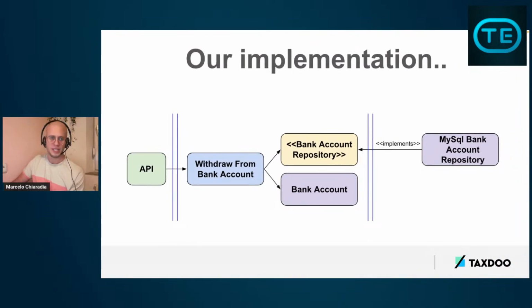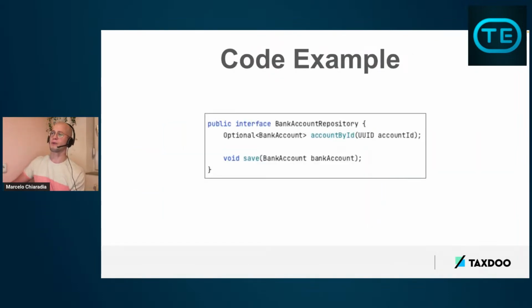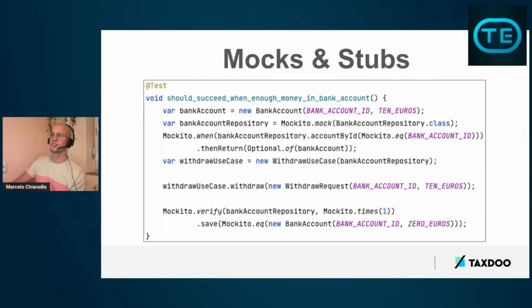Having our implementation like this, our interface would actually look something like this. This is Java code. We would have a bank account repository, which pretty much has two methods: getting an account by ID and saving an account. And this is how a test using mocks would look.